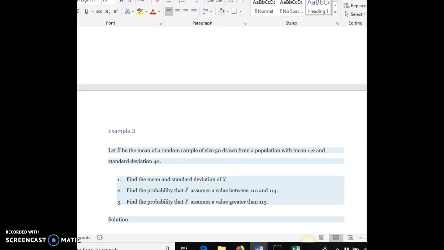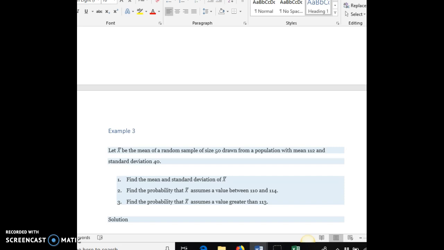Let's look at example 3. Let x bar be the mean of a random sample of size 50 drawn from a population with mean 112 and standard deviation 40. We want to answer 3 questions. We want to find the mean and the standard deviation of x bar. We want to find the probability that x bar assumes a value between 110 and 114. And 3, we want to find the probability that x bar assumes a value greater than 113.